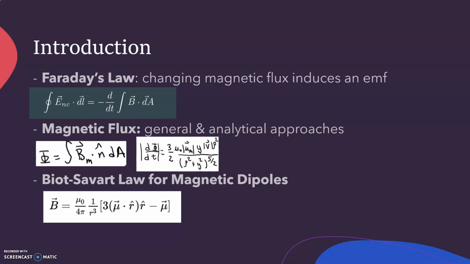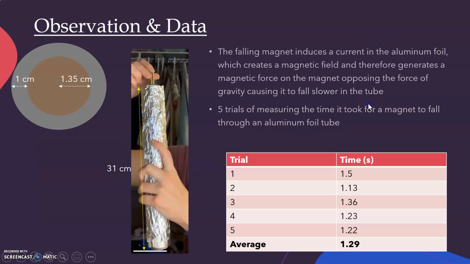And magnetic flux is shown generally and analytically here, but it's just the magnetic field times the area. And for a magnet, this is the formula that's used to calculate the magnetic field, also called the Biot-Savart law for magnetic dipoles. Here's the setup for my lab, including the dimensions of my aluminum foil tube.